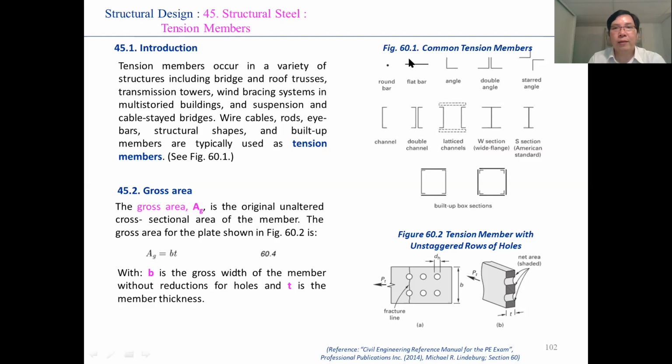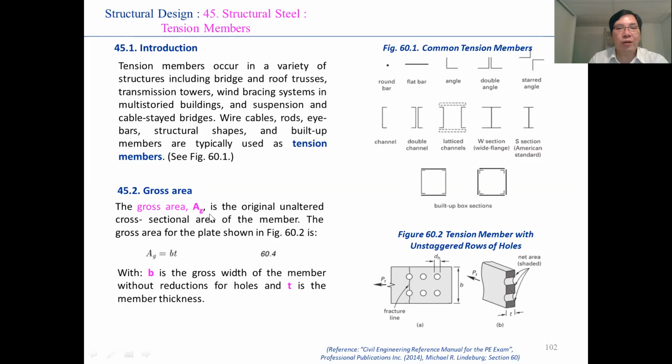So you can see here some common tension members, and here I show you a few details for the tension member with unstaggered rows of holes. So in this part, I show you the calculation for the gross area Ag.